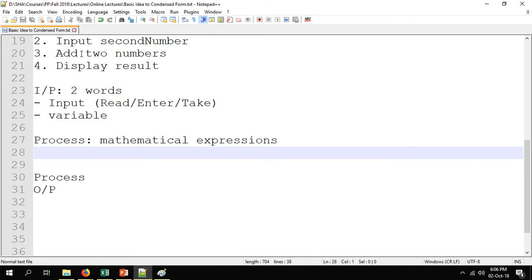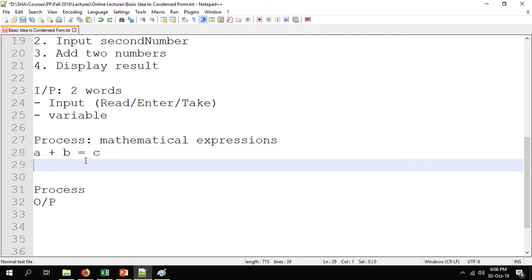For example, in order to add two numbers, how will you express this in algebra? You might write something like this: a plus b equals c, or x plus y equals z. These are the mathematical expressions that we write in algebra. Exactly similar to algebra, we write these expressions. The only difference is that this equals sign comes on the left hand side.